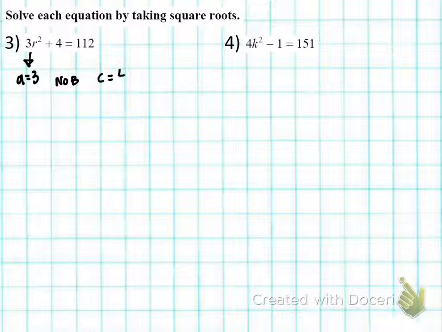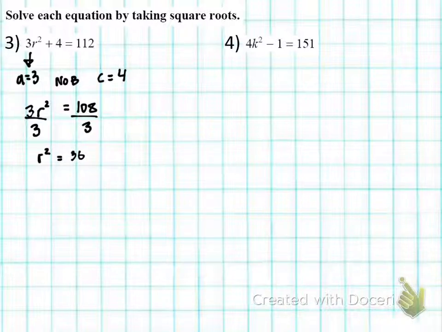But there's also more c's on the opposite side of the equal sign. Next, it could be difference of squares, but is there a square root of 3? Is 3 a perfect square? No, so now we're going to subtract 4. So 3r squared is equal to 108. Next step, what do you think we're supposed to do? Divide both sides by 3. So r squared is equal to 36.